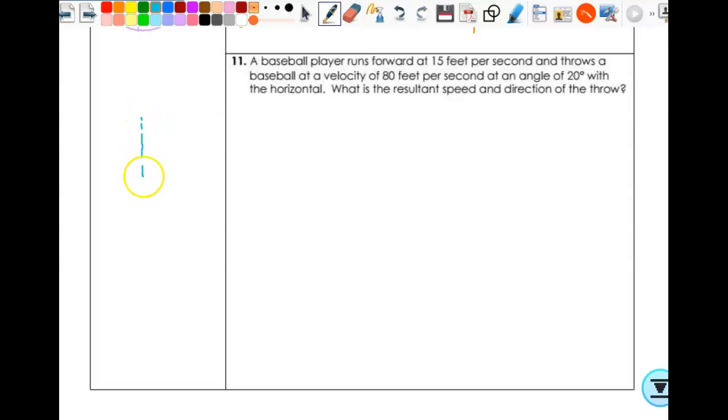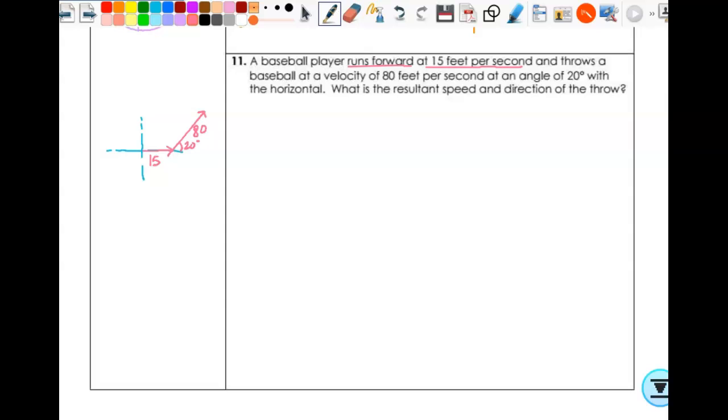So I'm going to start here. A baseball player runs forward at 15 feet per second. So here's my baseball player running forward at 15 feet per second. Then he throws a baseball. Well, not then he throws a baseball. It's not like he's going to run and stop and then throw. But the way the vectors look, the vectors aren't necessarily an actual depiction of what's happening. It's just how you add vectors. So this is one vector. He throws at 80 feet per second at an angle of 20 degrees. So this is 80, and this right here is 20 degrees.